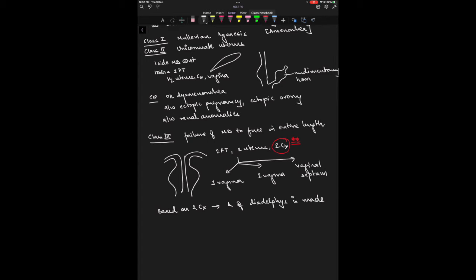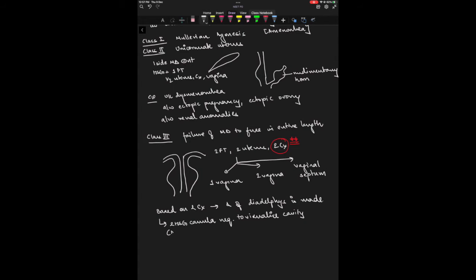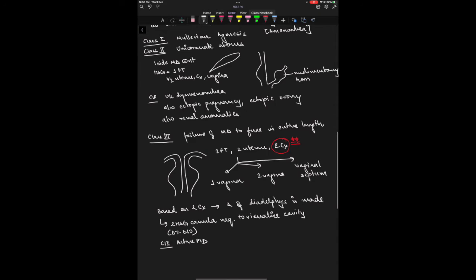There are two cervix here. Now on HSG, we can also see two HSG cannula to visualize the uterine cavities. And when is HSG done? It is done on day 7 to day 10. The contraindications for hysterosalpingography are active infections like PID and active genital TB.